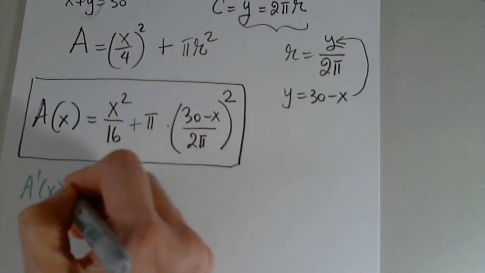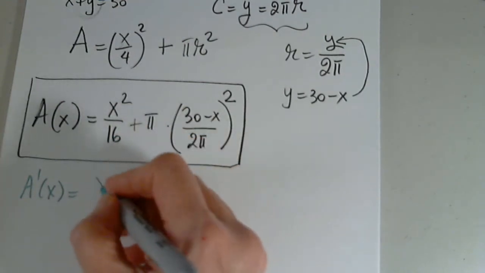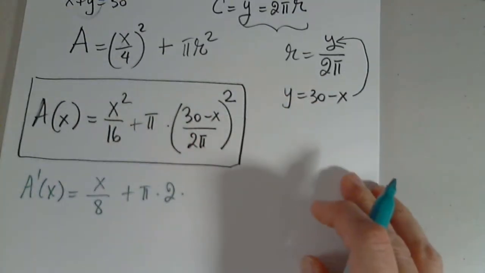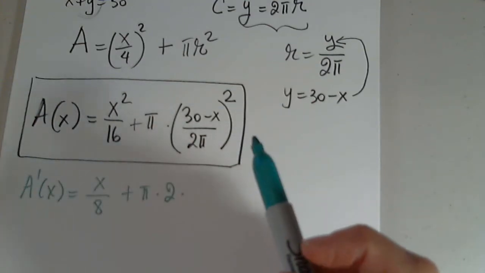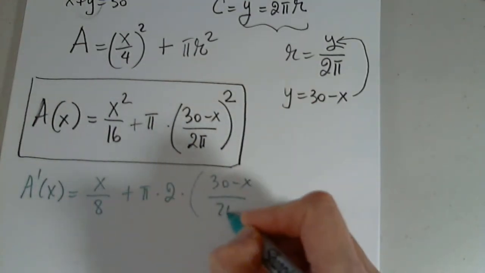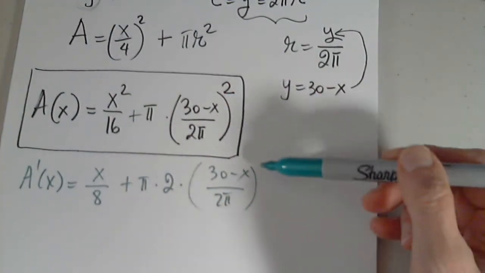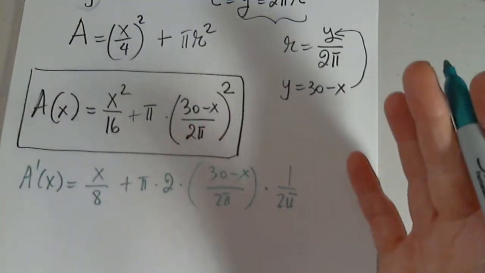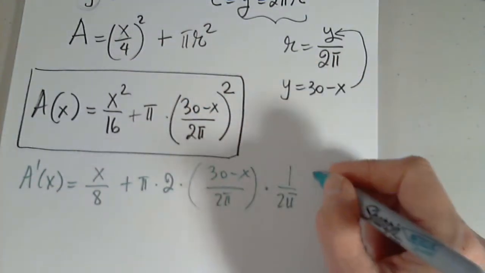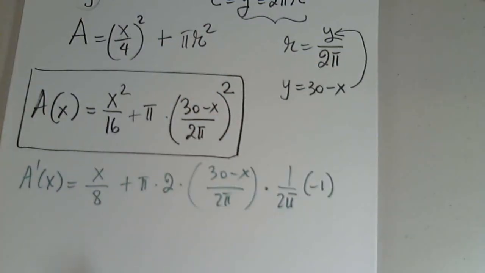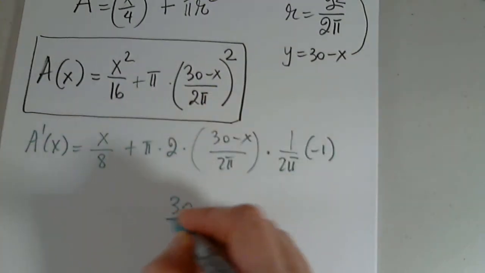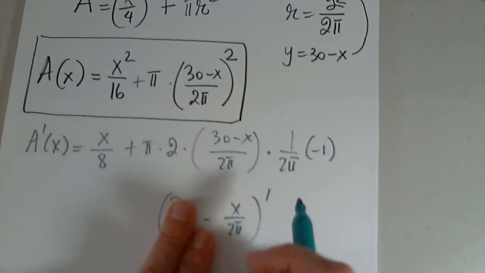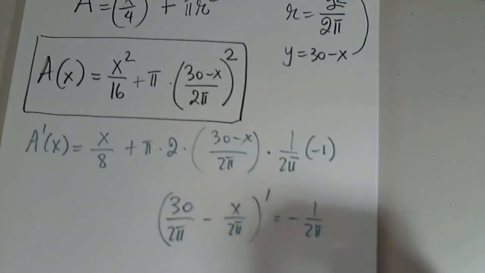So I'm not going to simplify anything. I need a prime. Bring down 2 and simplify. So this is x over 8 plus pi, bring down 2, times 30 minus x over 2 pi. So I brought down 2. I subtract 1 from the power, times the inner function prime. 1 over 2 pi stays outside. And when I differentiate the top, I get -1. Maybe it's easier if I show it as 30 over 2 pi minus x over 2 pi. And when we differentiate this, this is 0, so the answer will be -1 over 2 pi only.